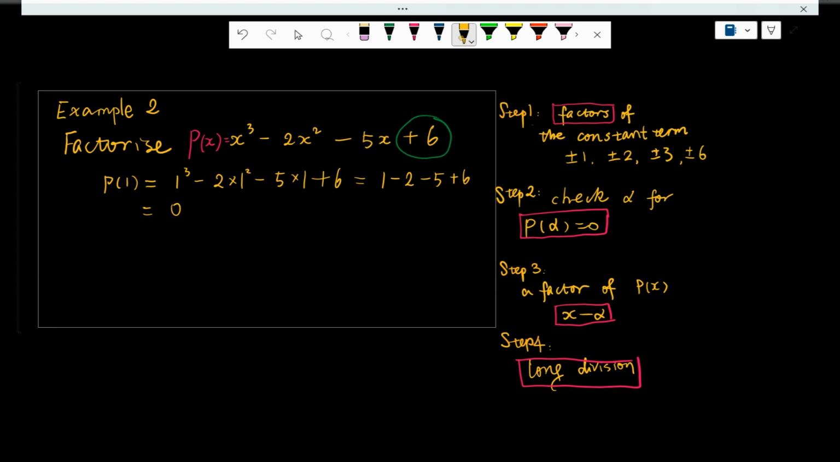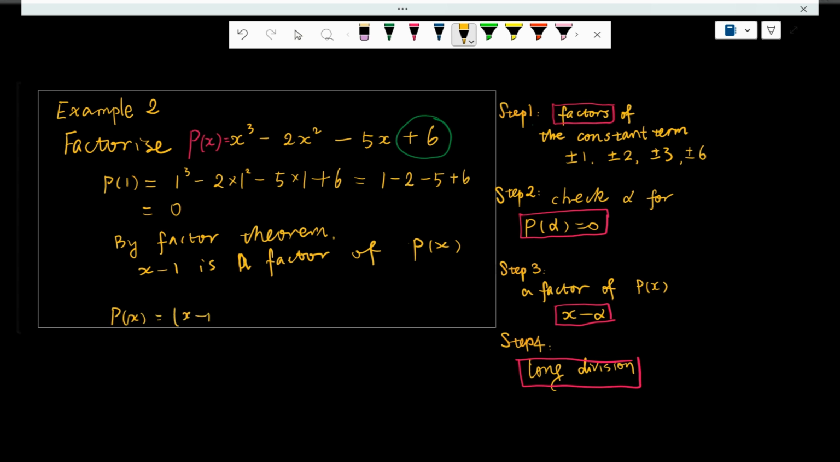Then, based on the factor theorem, we will know x minus 1 is a factor of p of x. And it means p of x can be written as x minus 1 times something, and then we have to find the quotient.